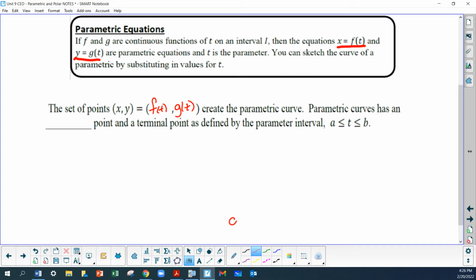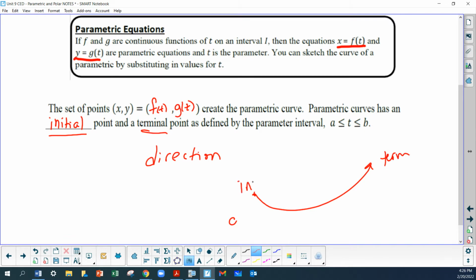Parametric curves have an initial point, and a terminal point. So there's a beginning and an ending to parametric equations, which sort of implies direction. Yes, there is a direction to these curves as well. So if it starts here and travels this way, towards the terminal point, this was the initial point, we can pick up the direction of the particle movement.